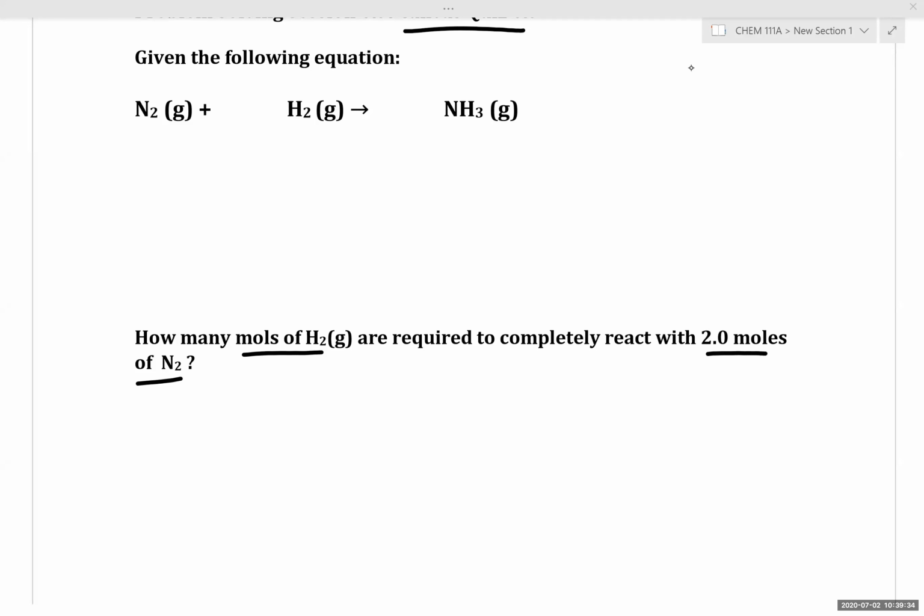And checking Canvas, we have a pool of reasonable responses so far. So to help everyone out with the first aspect in terms of balancing this equation, we have 2 nitrogens on the left, 2 hydrogens on the left, and 1 nitrogen and 3 hydrogens on the right. So to balance hydrogen, I'm going to use the least common multiple method.